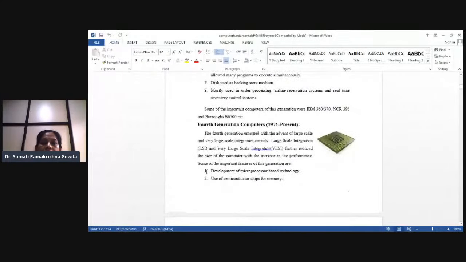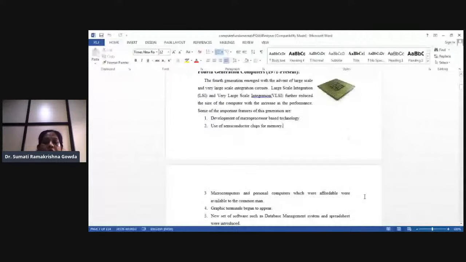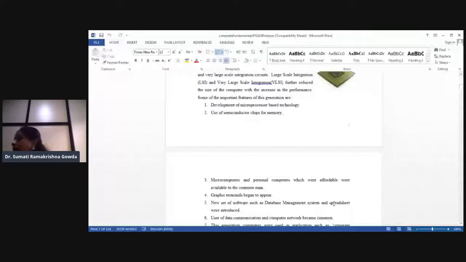So this is the development of microprocessor based technology, what you call a microprocessor. This is Intel and all you are seeing now: processor, motherboard and all. Development of microprocessor based technology, use of semiconductor chips for memory. Microcomputers and personal computers were affordable, available to the common man. The size became very small. The desktop computers you are using, laptop computers, they're all fourth generation computers. They are affordable. A common man can buy and work 24 hours together.